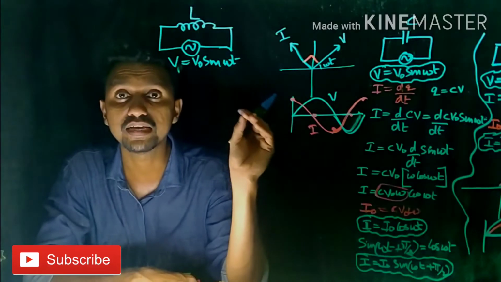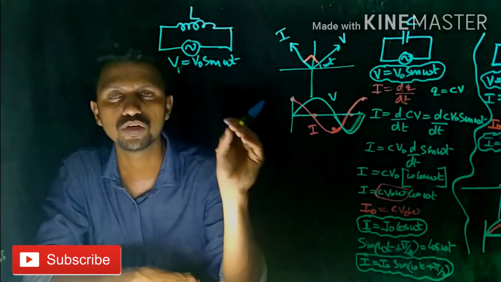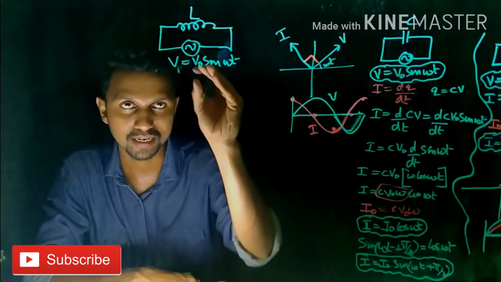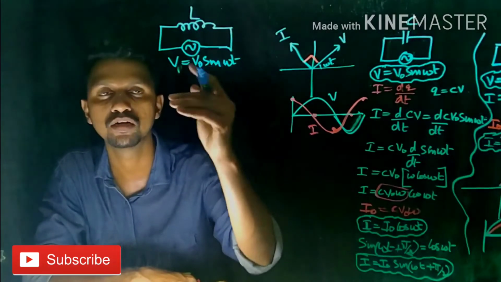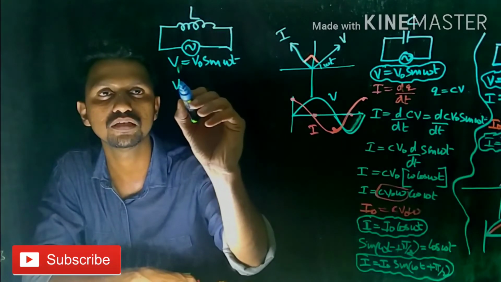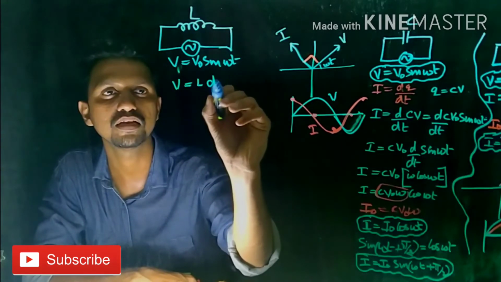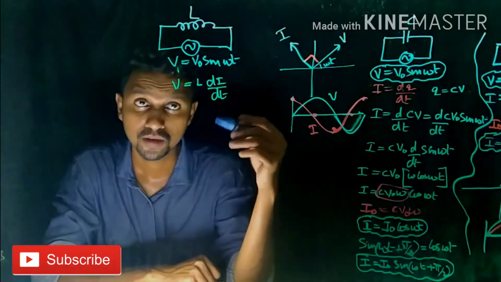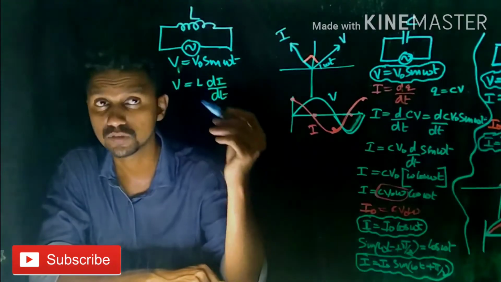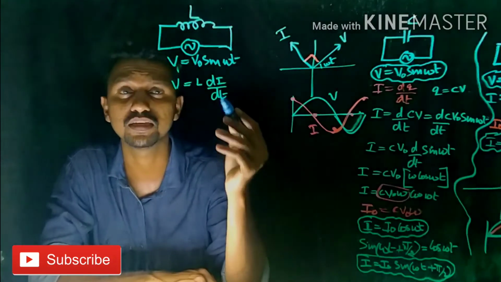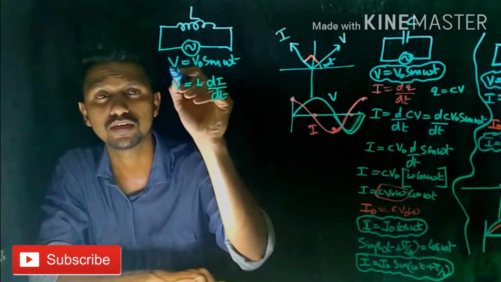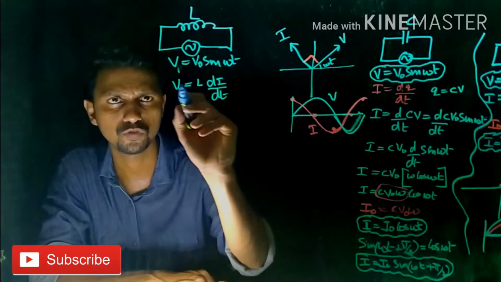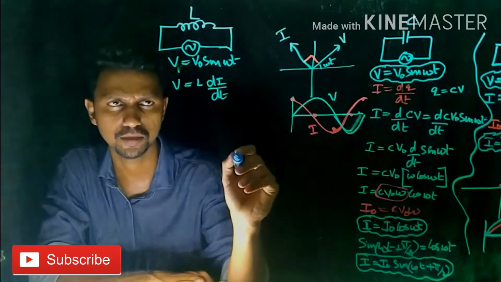From Faraday's law of electromagnetic induction, we know the induced EMF is equal to L di/dt. But in this case, the EMF is given, so we could write V = L di/dt. Some of you may have a doubt: there's a negative sign over here. No, we are not dealing with the induced EMF. We are dealing with the given EMF in this case. The induced EMF is minus L di/dt. Therefore, I could write V = L di/dt.